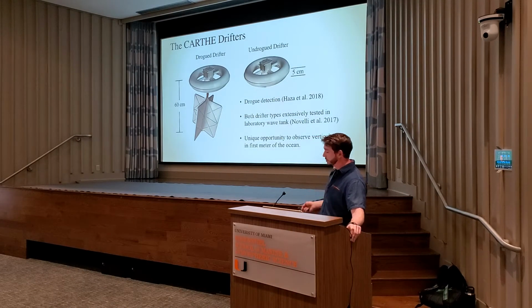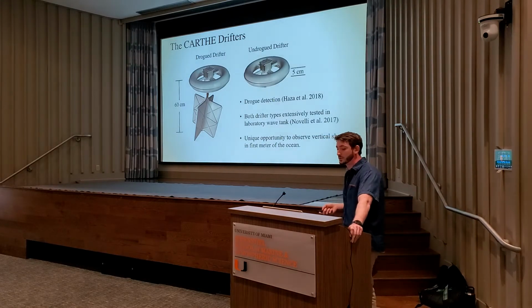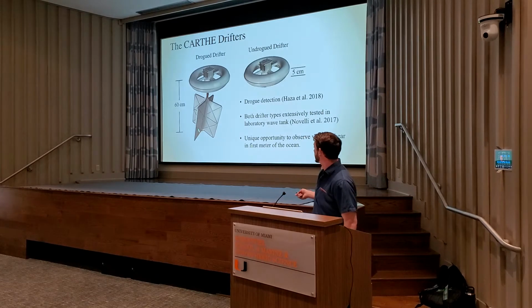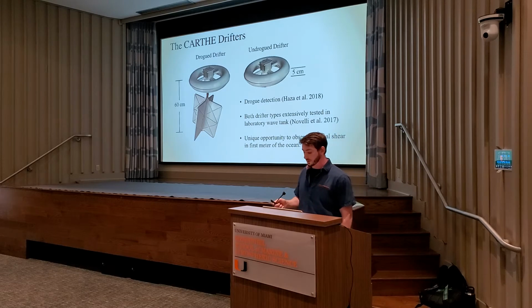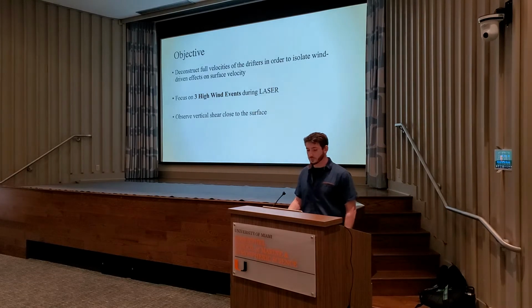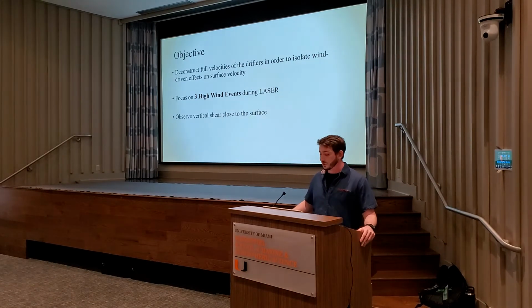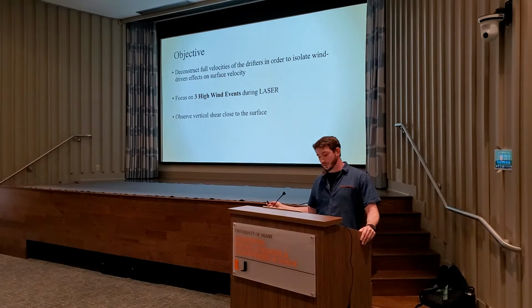So again, unique opportunity to study the vertical shear right at the very surface of the ocean. So we're going to be comparing 60 meters draft depth that the drogued drifters are sampling compared to only 5 centimeters that the undrogued drifters are sampling. So our objective here is going to be to deconstruct the full velocity of the drifters into wind-driven velocities only. While we're doing this, we're going to focus on 3 high wind events during LASER, and we're going to again observe vertical shear.